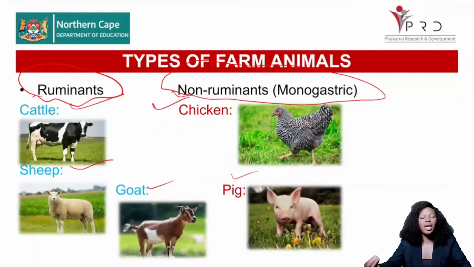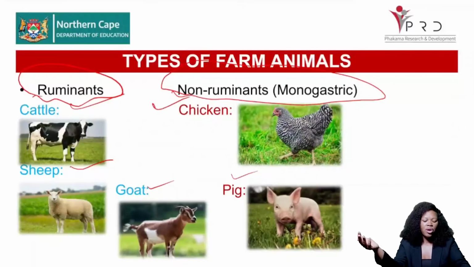Meaning in the exam, if a question says, classify the farm animals, animals are classified into two: ruminants and non-ruminants. If the question says, identify the type of farm animal, you need to write ruminant or non-ruminant. But if a question says, identify the animal, that is when you need to mention that it is a cattle, a sheep or goat, or a pig or a fowl.